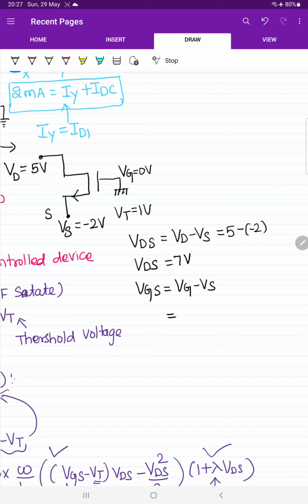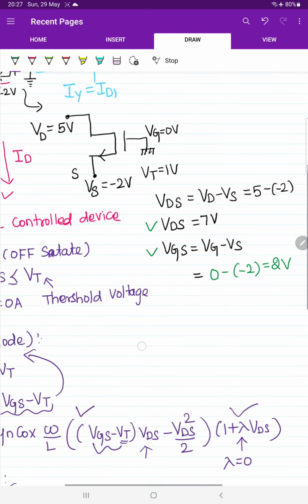What is the data we have to change? VG. What is the value of VG? 0 minus VS value is minus 2. This will be equal to only 2 voltage. Okay, sir. After finding the value of VDS and VGS, what we have to do?